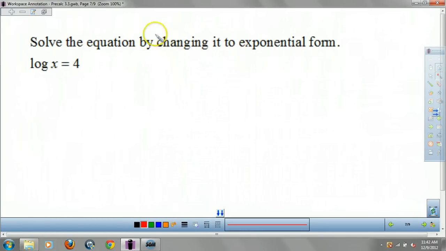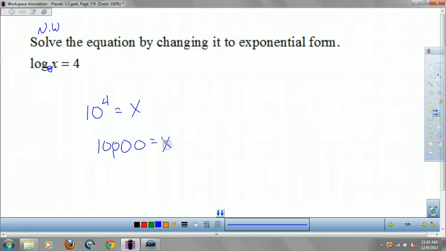Solve this equation by changing it to exponential form. Log of x equals 4. So we have to find x. It's noteworthy, remember, this log has no number underneath it, but this is actually a 10. This says 10 to the 4th equals x. 10 to the 4th is 1 with 4 zeros, equals x, and you're done. That's all there is to it.